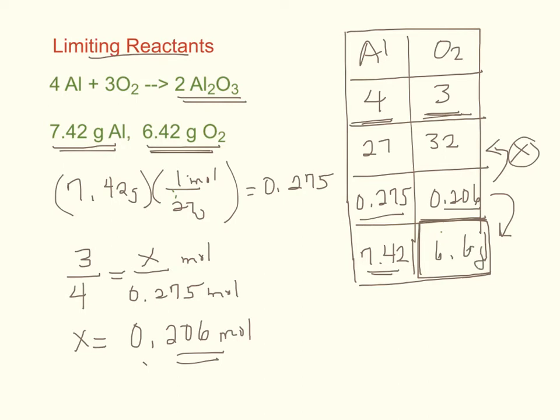So at this point, you go back and see how does that compare to what you actually have. If you need 6.6 and you have 6.42, well, obviously you don't have enough oxygen. So oxygen is going to be your limiting reactant. It is going to run out before you have used up all of the aluminum to make your aluminum oxide.